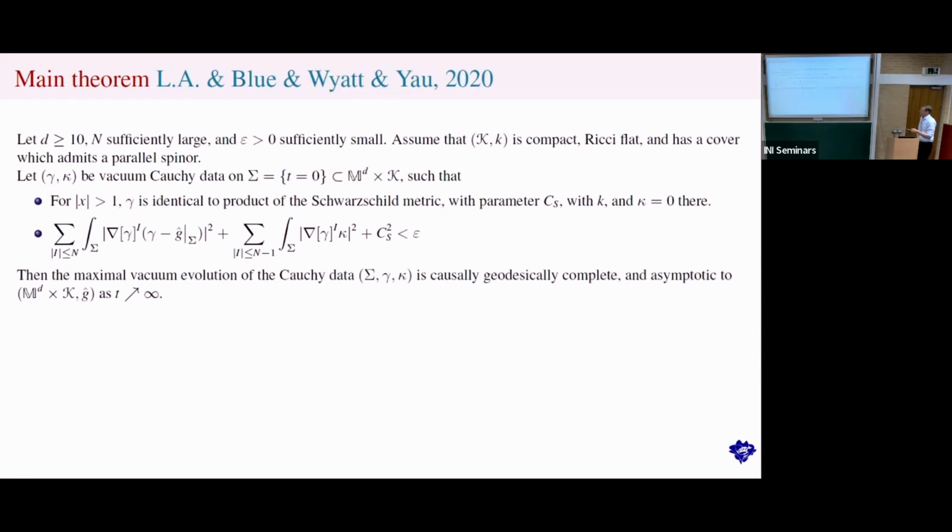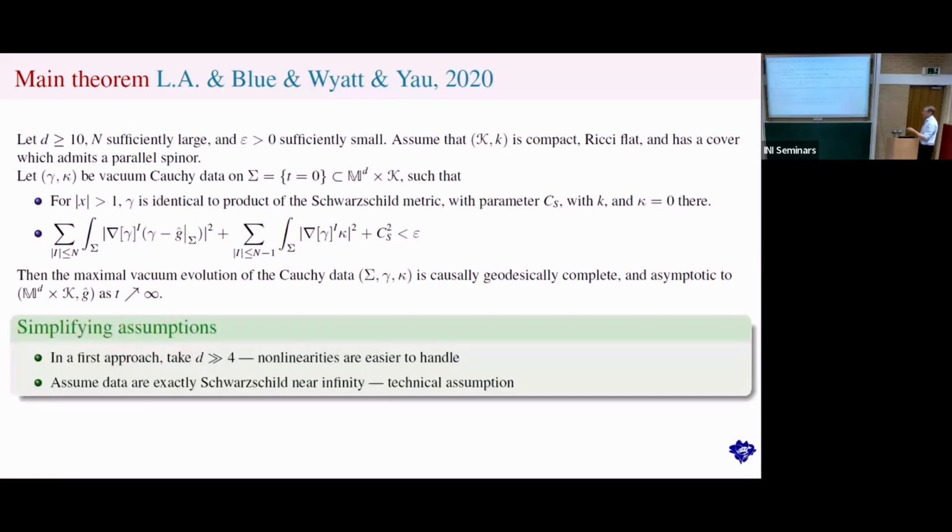And so here's the main theorem. This quantity is a kind of measure of deviation from the background. We have to assume that the Minkowski dimension is bigger than 10. And then if the smallness condition holds, the maximal evolution of the Cauchy data is geodesically complete and asymptotic to this background space as time goes to infinity.